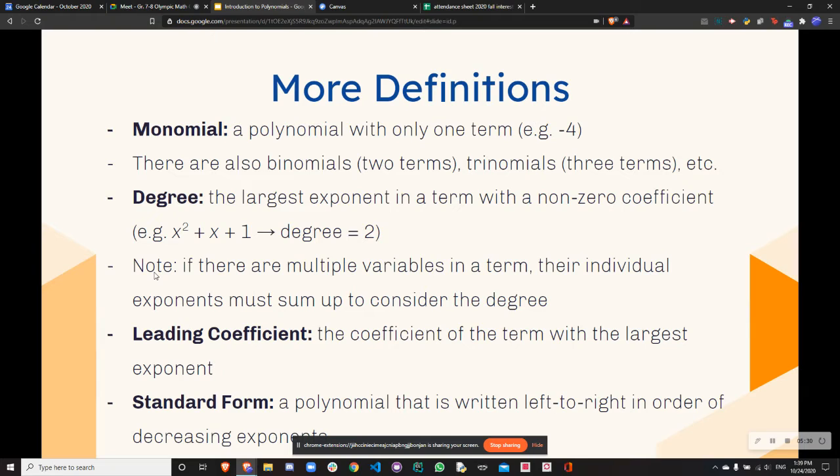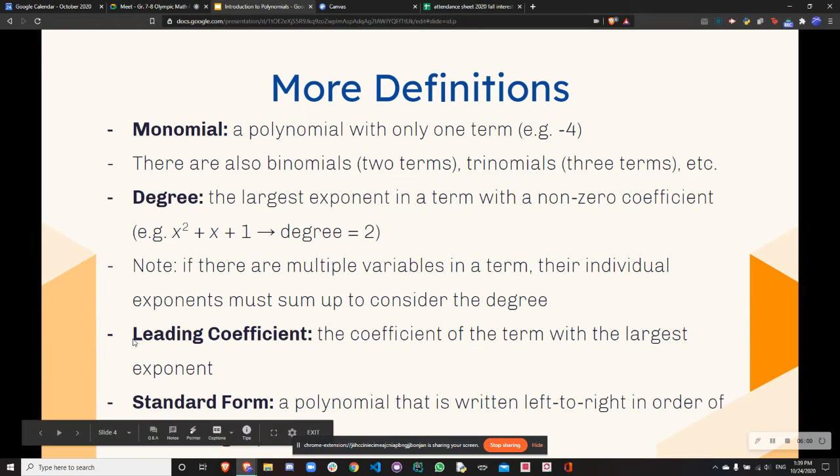And here's a side note. If there are multiple variables in a term, so you could have like xy or xyz, you have to add up their individual exponents to figure out the degree. So for example, you have x times y. X has an exponent of 1, y has an exponent of 1. So you have to add those two exponents up to get a total exponent, or a degree, of 2.